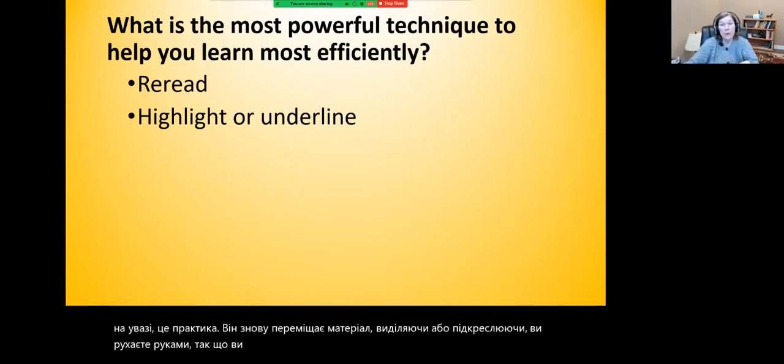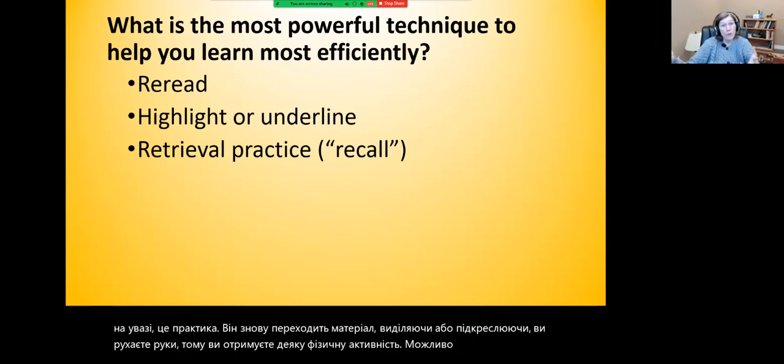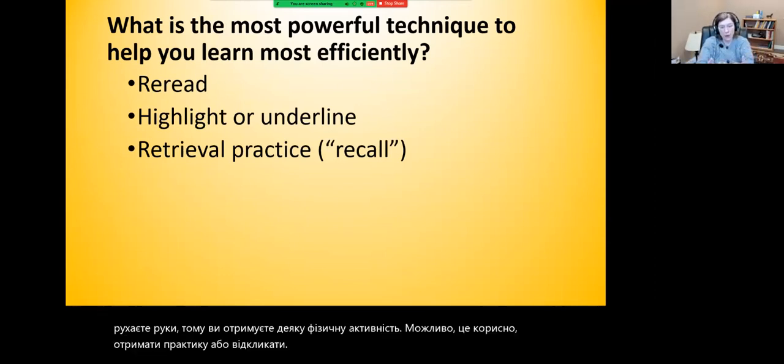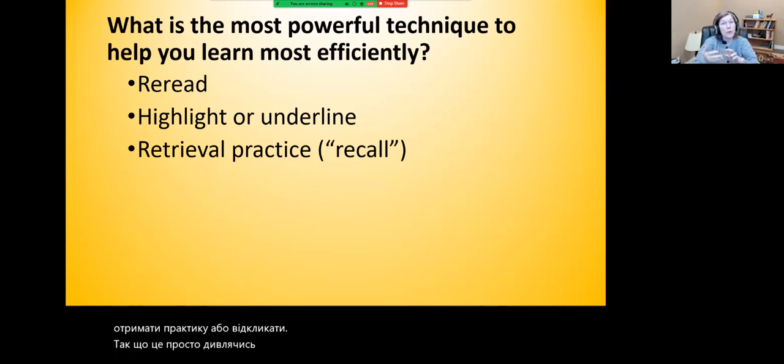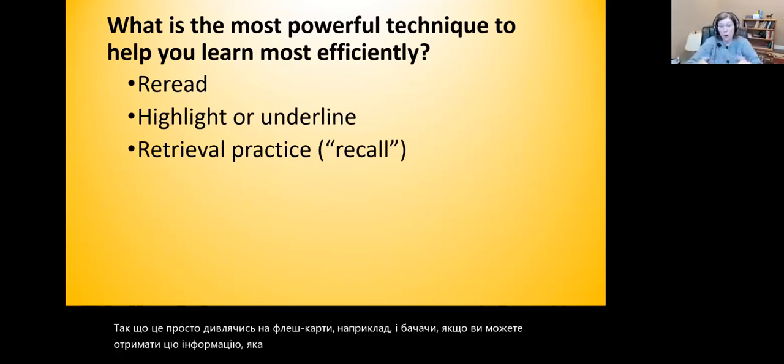Perhaps that's helpful. Retrieval practice, or recall. That is simply looking at flashcards, for example, and seeing if you can retrieve that information that's on the other side of the card from your own brain, or perhaps looking at a book, looking away, and seeing if you can retrieve the key idea on that page that you just read about.